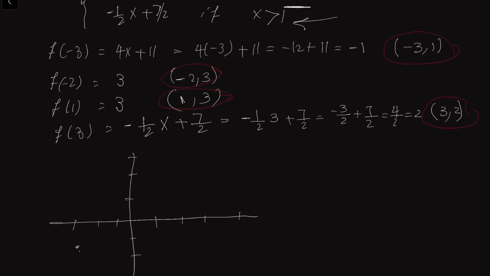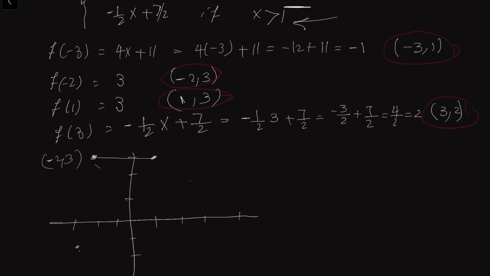And the second, -2 and 3. So -2 and 3, it's right here. This is -2 and 3, that's a point. And then 1 and 3, it's here. So this is a solid point. And then 3 and 2. So 3 and 2. Right? 1, 2. It's right here. So I'm just going to make a point here.